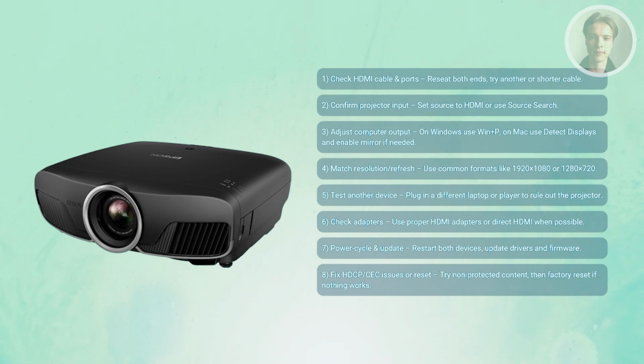Now, if copyrighted content won't display, it could be HDCP protection. Now, test with another device, videos or inputs. As a last step, do a factory reset on the projector to clear misconfiguration.